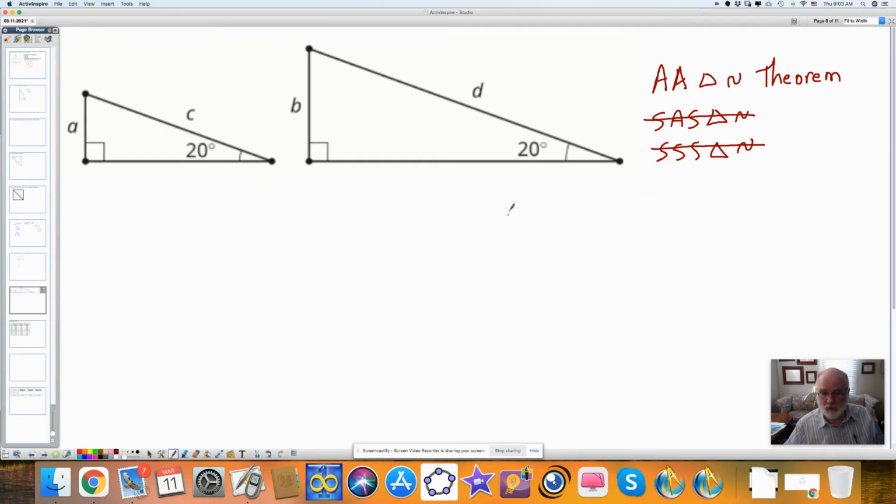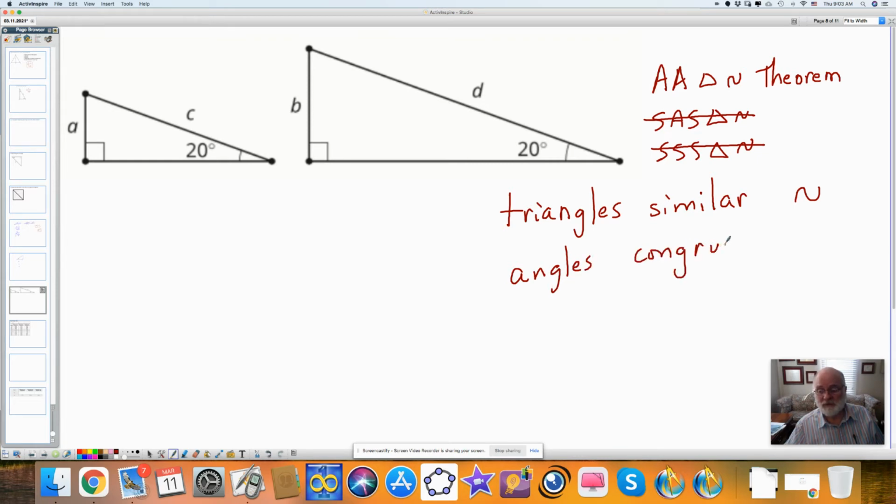Notice that the triangles are similar. The symbol for similar is a tilde. The angles are not similar. Don't tell me that the angles are similar. The angles are congruent. And the symbol for congruency is a tilde over an equal sign. That's what that means. The sides aren't congruent. If triangles are similar, the angles are congruent, the sides have to be proportional.